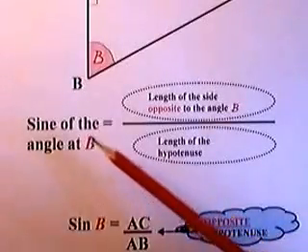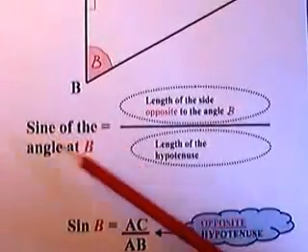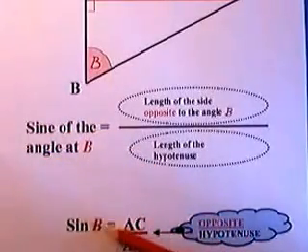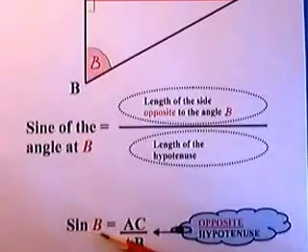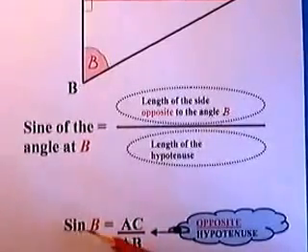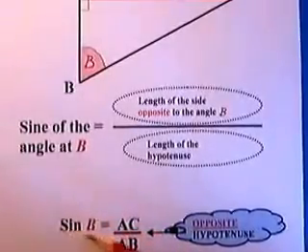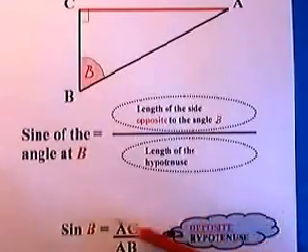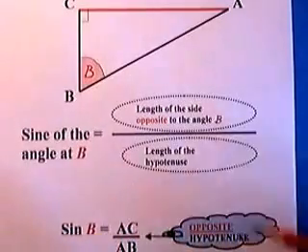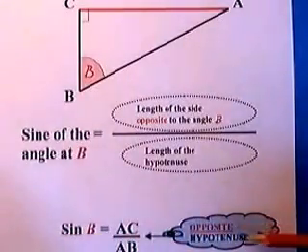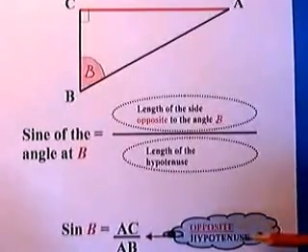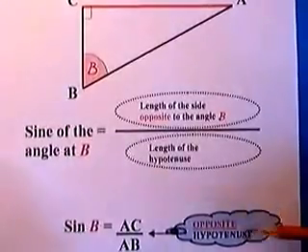By the way, when we write the sine of the angle at B, this little phrase is usually abbreviated to sine B, like that. Some people say sin B, but I prefer sine. Sine B is all of that phrase, just abbreviated. But the most important thing is to realize that if it's sine, then it's the ratio of the opposite to the hypotenuse. In other words, the length of the opposite side divided by the length of the hypotenuse.